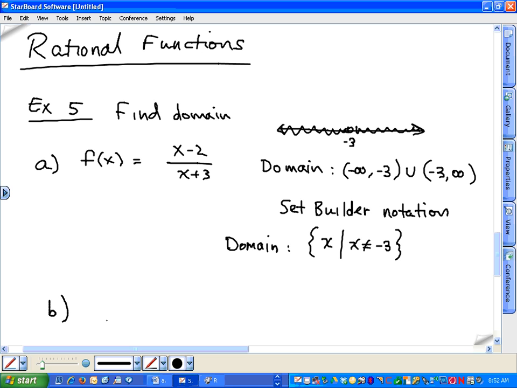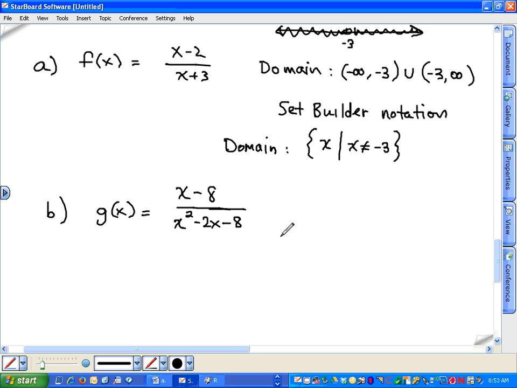Let's try part B. G of x is equal to x minus 8 over x squared minus 2x minus 8. Suggestions? Factor the bottom. You do have to factor the denominator. So it's x minus 8 over x minus 4, x minus 4, very good, x minus 4, x plus 2. Now, what is the domain going to be? What can't x equal? x cannot equal positive 4, and x cannot equal negative 2.